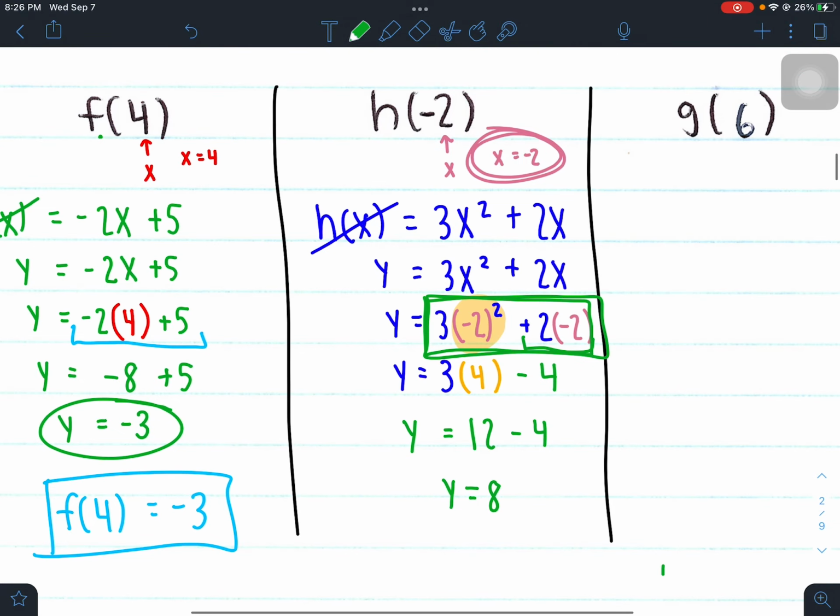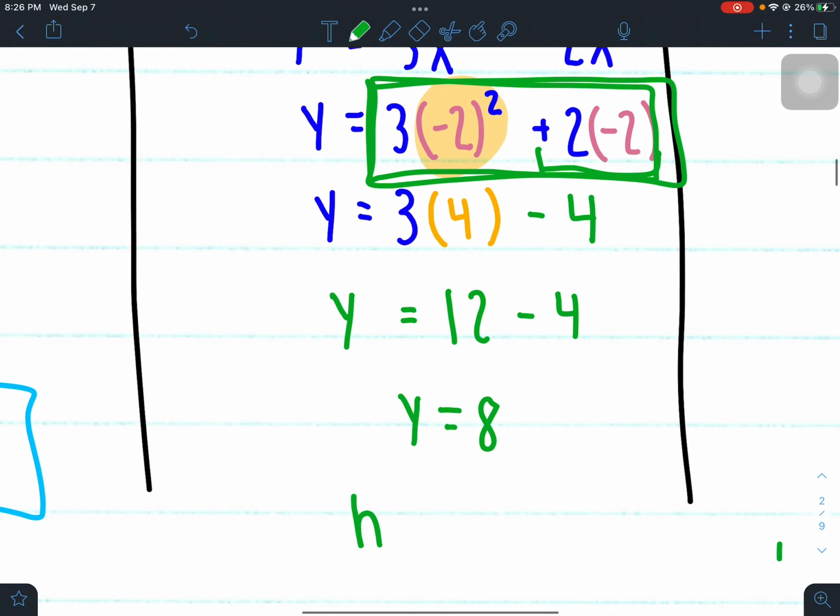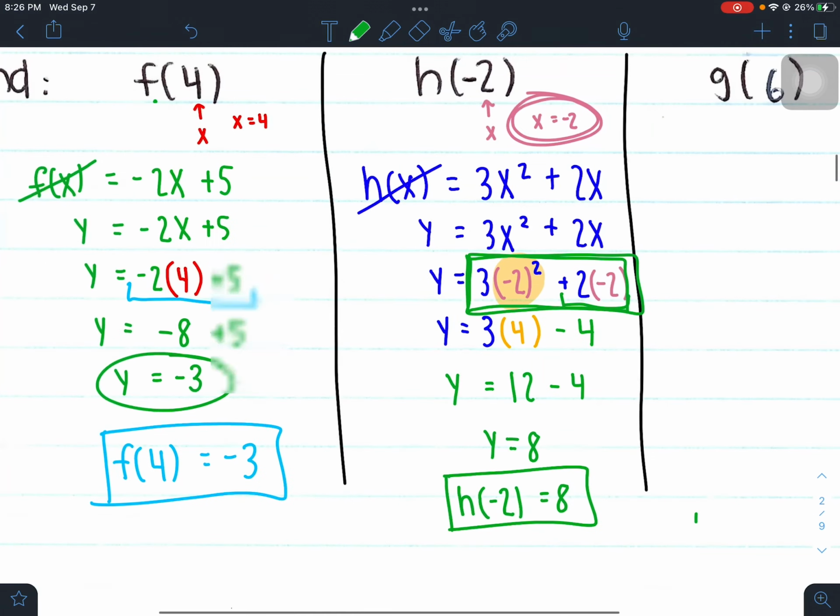But we were at our answer here. What number did we value, or what number did we plug in? We plugged in negative 2. So we're going to see that our answer is h of negative 2 is equal to 8. So when I plug in negative 2 into this function, I get out a positive 8.